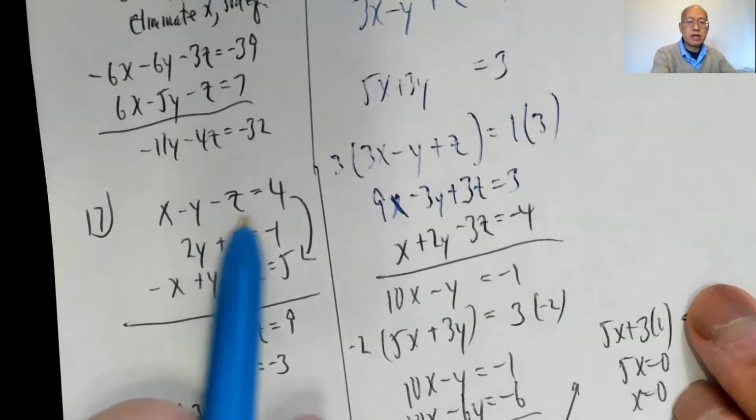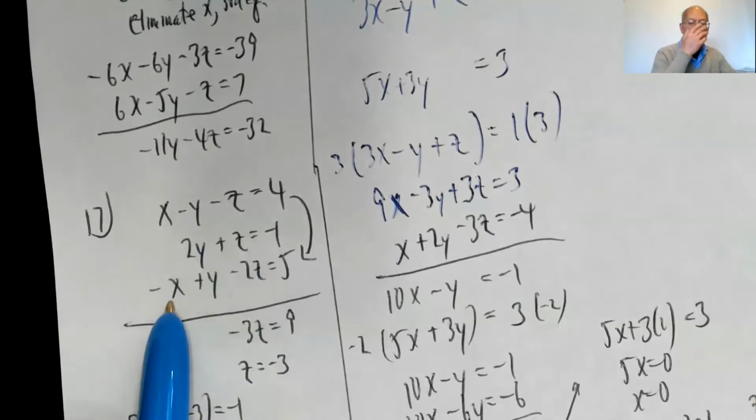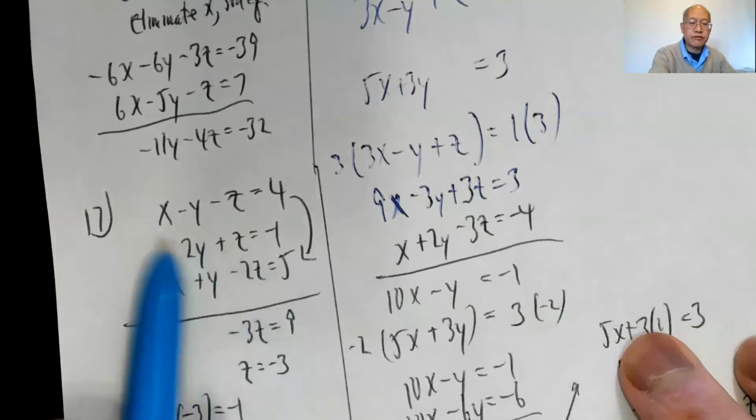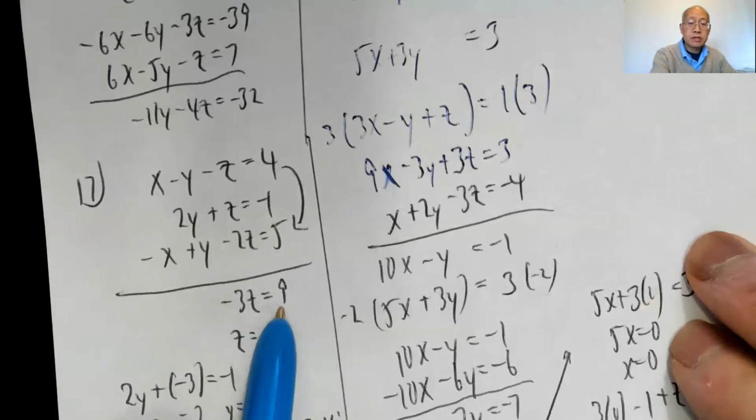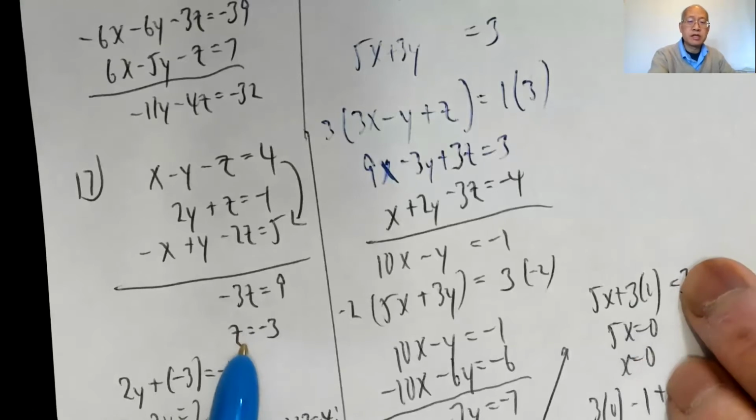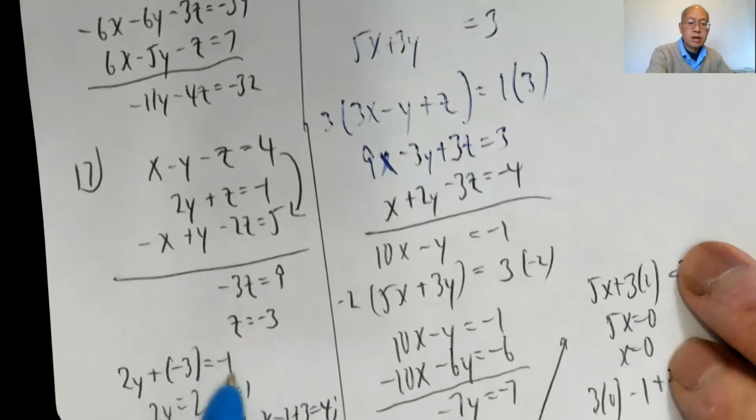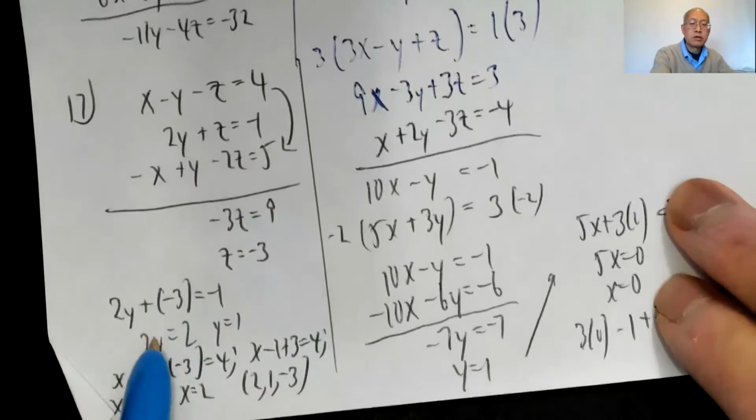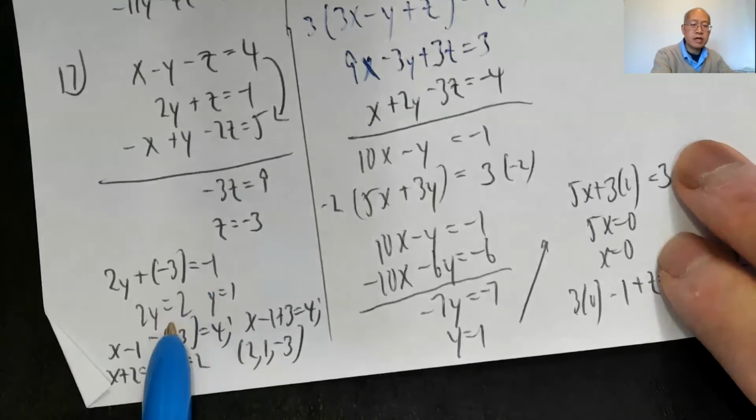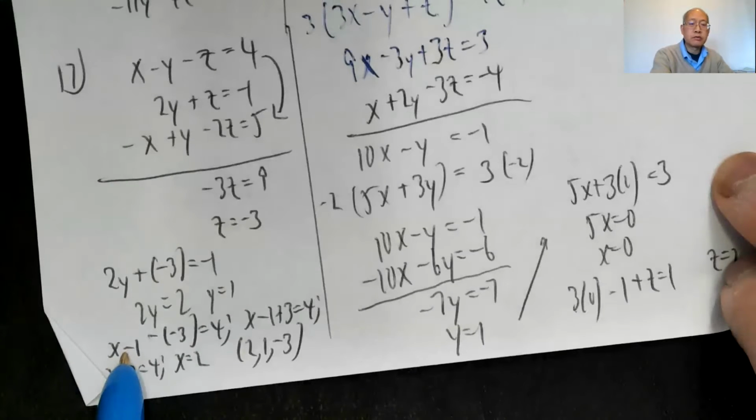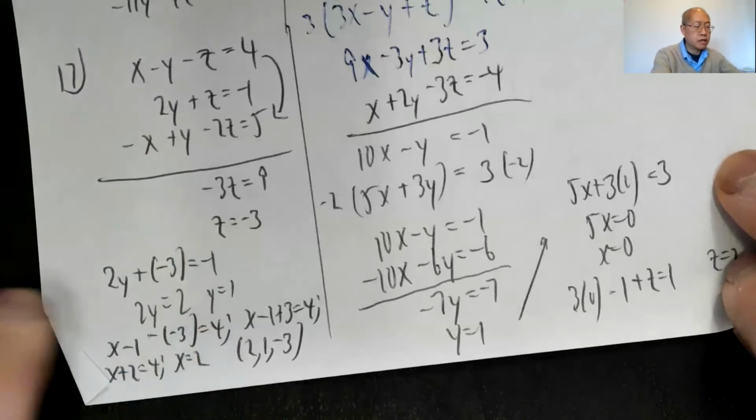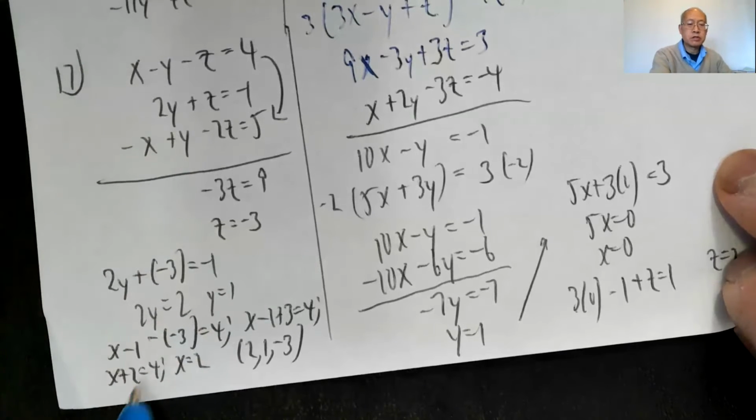17, x minus y minus z equals 4. If I add it to the third equation, negative x plus y minus 2z equals 5, x drops out, y drops out, negative 3z equals 9, so divided by negative 3, z equals negative 3. Okay, and then I plug back into here, 2y plus a negative 3 is negative 1, add 3, divide by 2, y is 1, and then I plug back into the top equation, x minus y minus a negative 3 is 4. That's x minus 1 plus 3 equals 4. X plus 2 is 4, so x is 2. So 2, 1, negative 3.